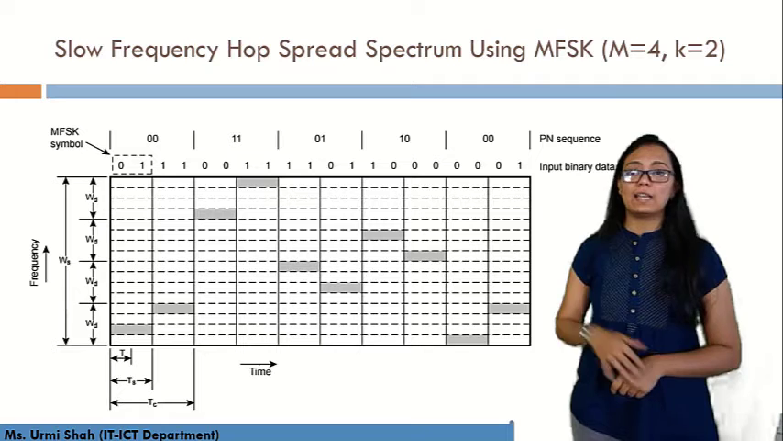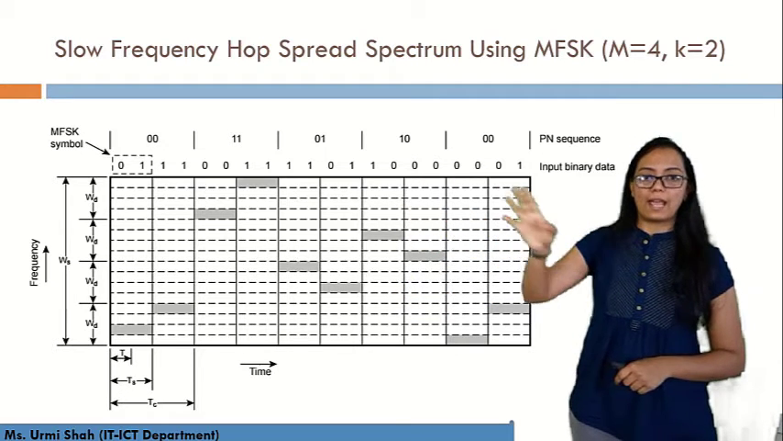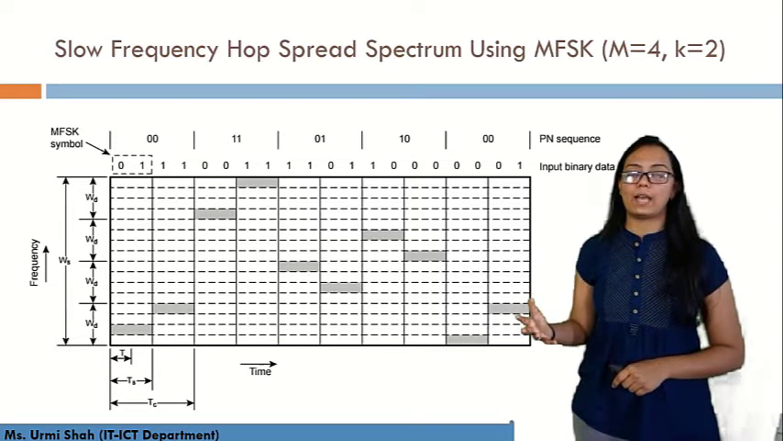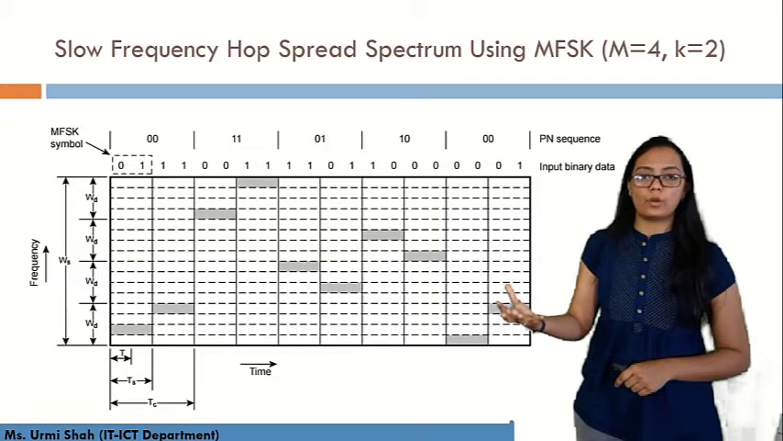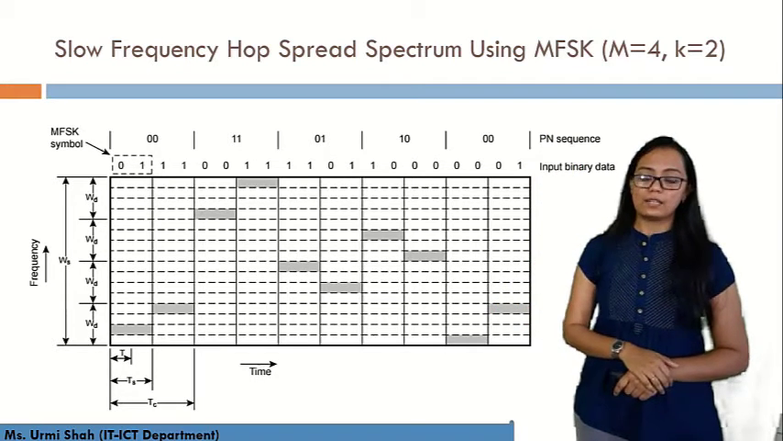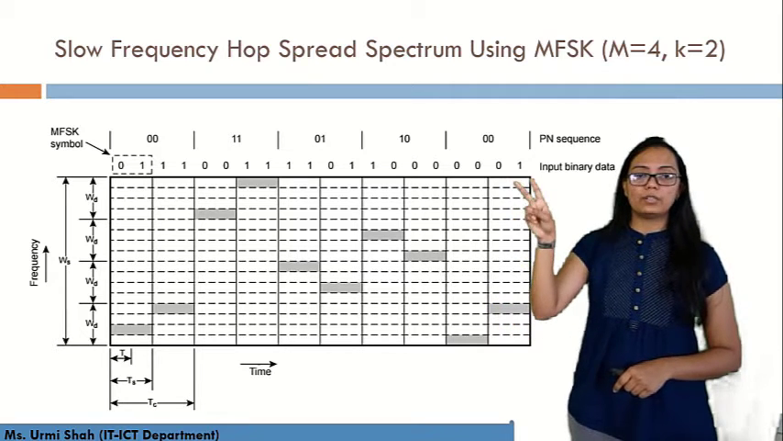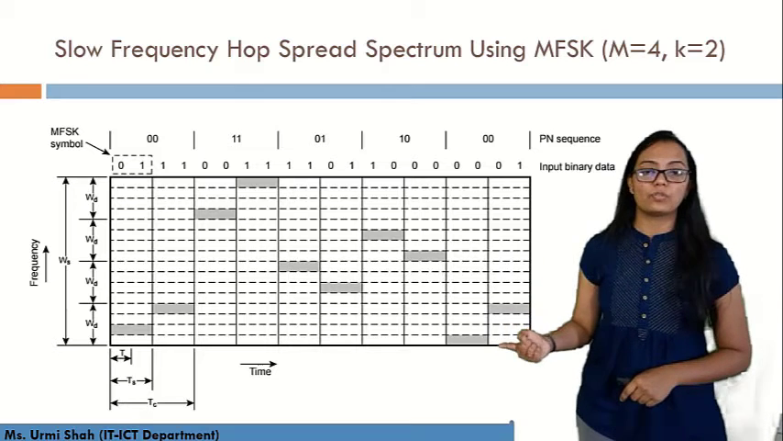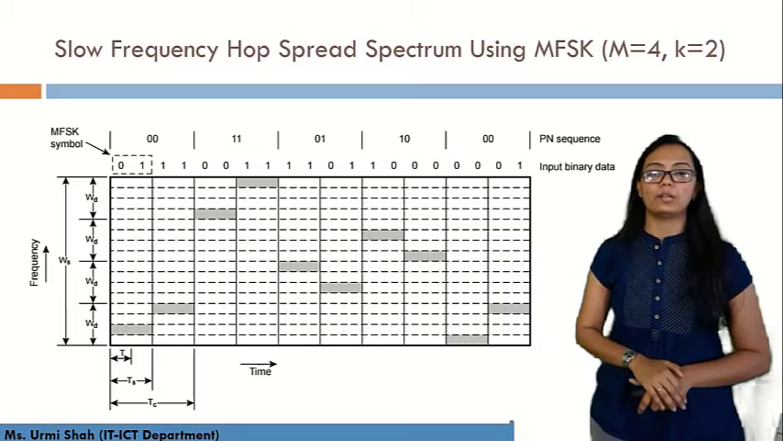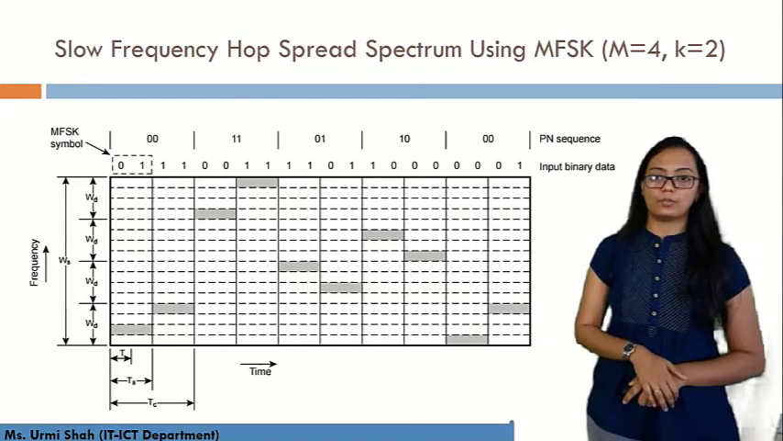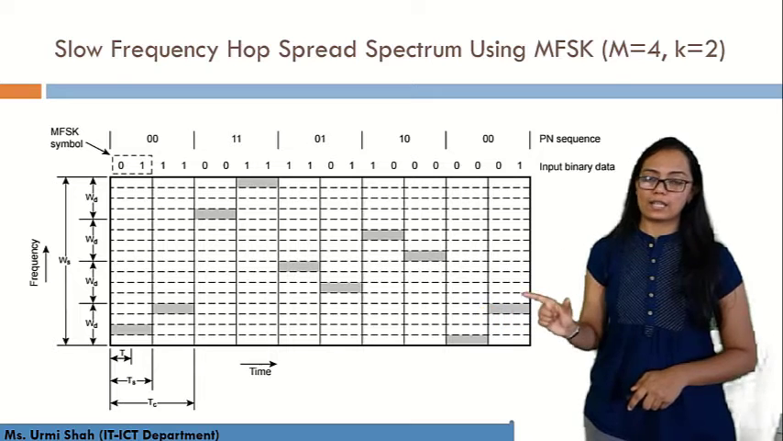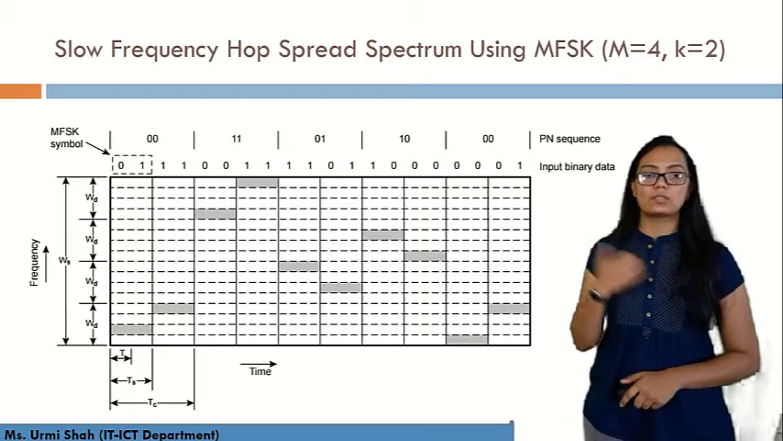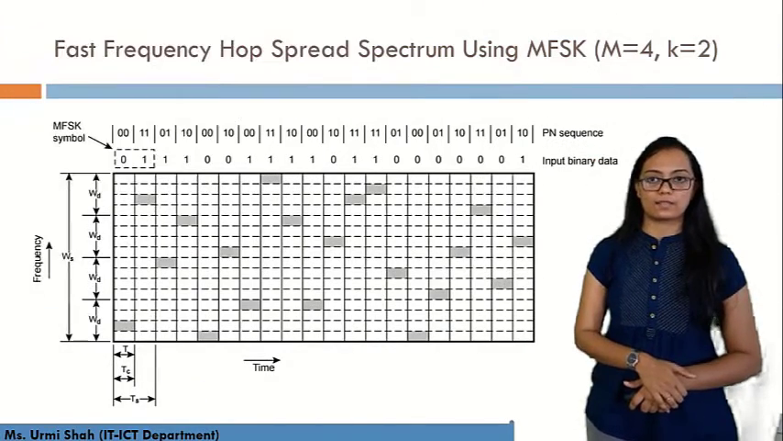Now the frequency is on the y-axis and on the x-axis you will have the input binary data. The input binary data will be combined with a pseudo random noise sequence, that is your PN sequence, and whenever the input data signal matches your pseudo noise sequence, there you will have the shaded portion. That is nothing but frequency hopping spread spectrum. Here you can see TS is your signal time duration and TC is your channel duration. So this is an example of slow FHSS.